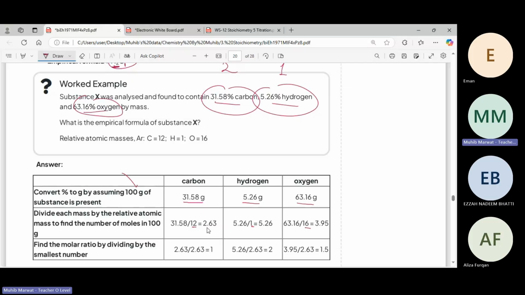Then we will end up with the number of moles, because for the number of moles we are going to divide by molar mass, right? So this is also some sort of moles. The number of moles for carbon will be 2.63, for hydrogen 5.26, and for oxygen 3.95. So among these three, which one is the lowest? Of course 2.63. You will have to divide each number by 2.63, and you will end up with 1, 2, and 1.5. Now remember, what should we do with this 1.5?